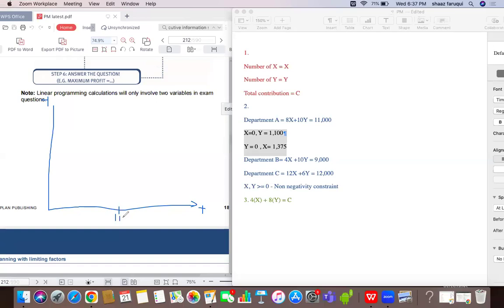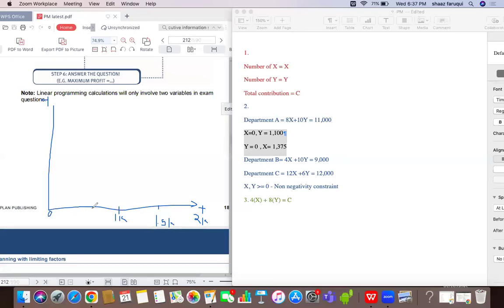So if this point is 1,000, the double of that will be 2,000. And between that exactly will be 1,500. I'm just roughly doing it. I'm not obviously doing it very precisely. So this will be 0.